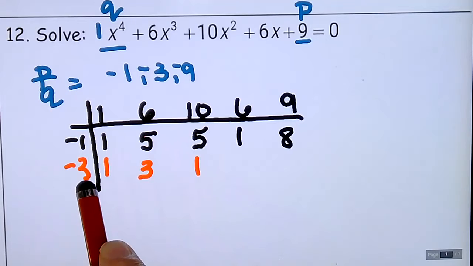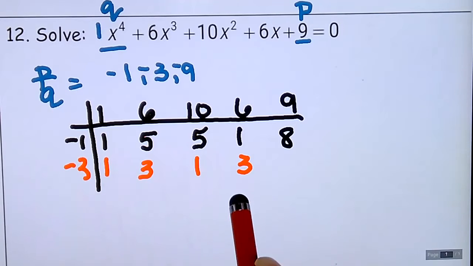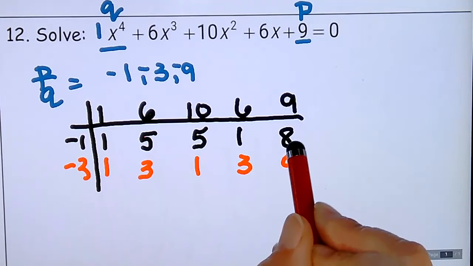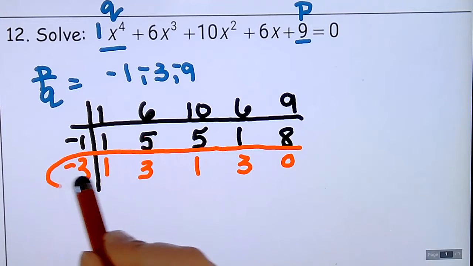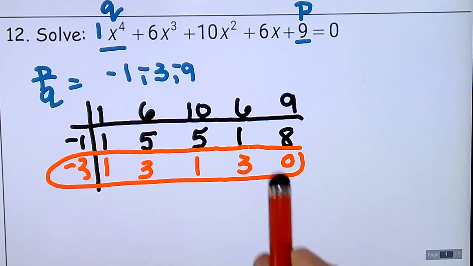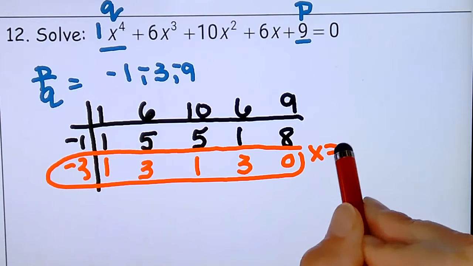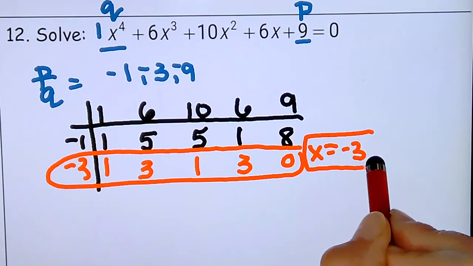1 times negative 3 is negative 3. Add it to 6, I get 3. 3 times negative 3 is negative 9. I add it to 9, I get 0. So I found one of my solutions out of 4, okay? So one of them is going to be x equals negative 3. That's one of my answers.